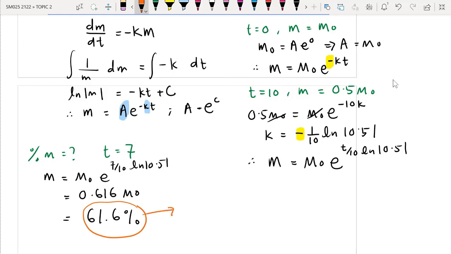How do we find this in terms of percentage? You just have to put the mass, so 0.616 M0, divided by its initial, so we have M0, times by 100. That's how we get 61.6%. That's why at the beginning, I said that you can assume any variable for initial M0, because finally, you will have to cancel it out to find the percentage. No problem for that part.